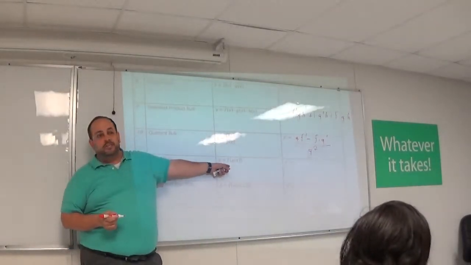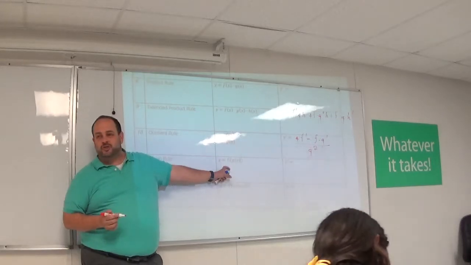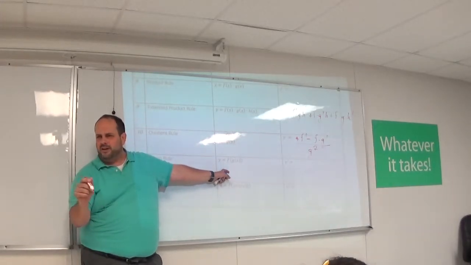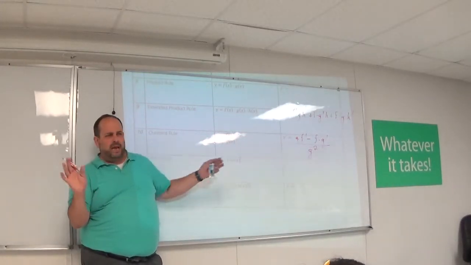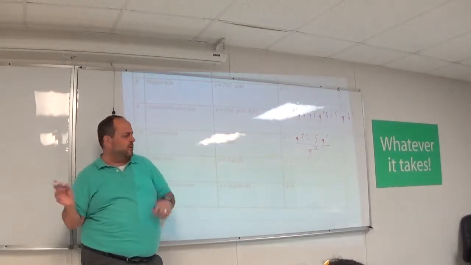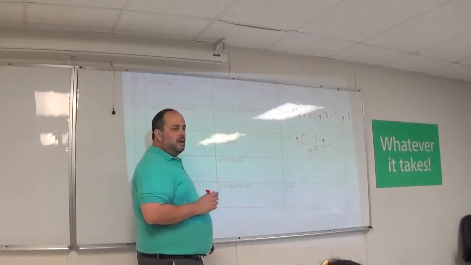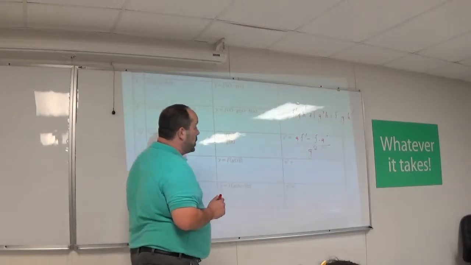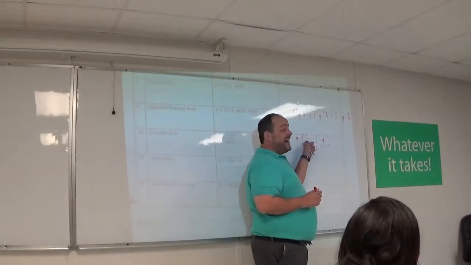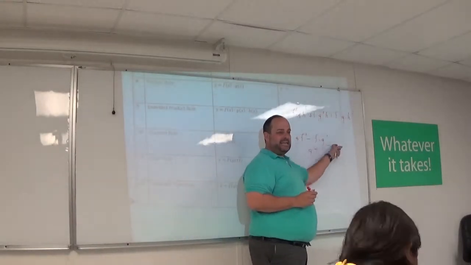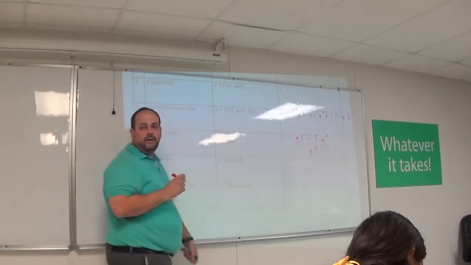The chain rule, this was the new one from yesterday. How does that work again? There are some babies and some mamas going on here. Quotient rule: low d high minus high d low, over low low. Chain rule.